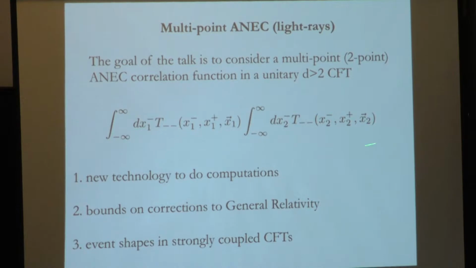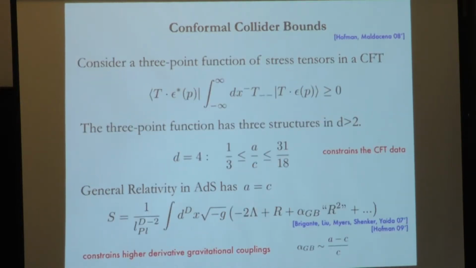Could you explain why the R squared term does not appear precisely in anti-de Sitter? A is equal to C, right?